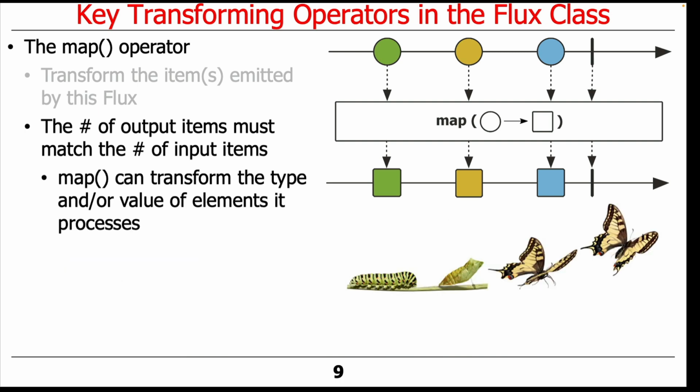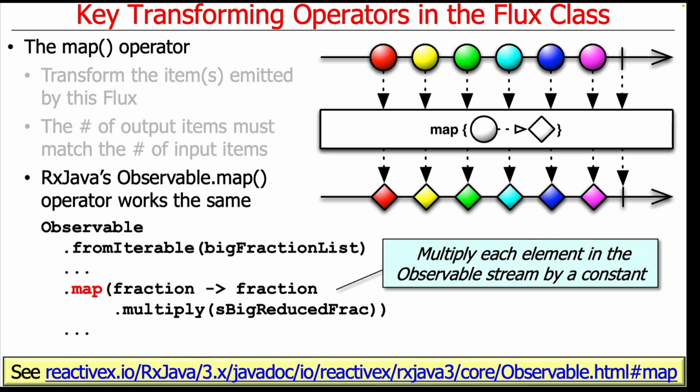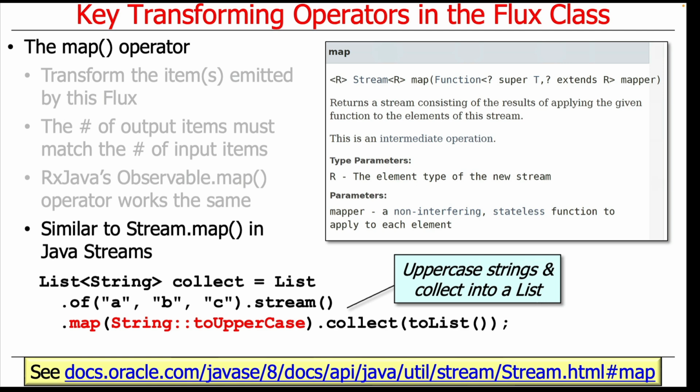You can transform the type and or the value of the elements. If you don't transform anything, why are you calling map, right? So it should do something. So you can do a bunch of transformations. RxJava has a map operator that works exactly the same way. And this is also very, very similar to Java Streams map operator, which does essentially the same thing.